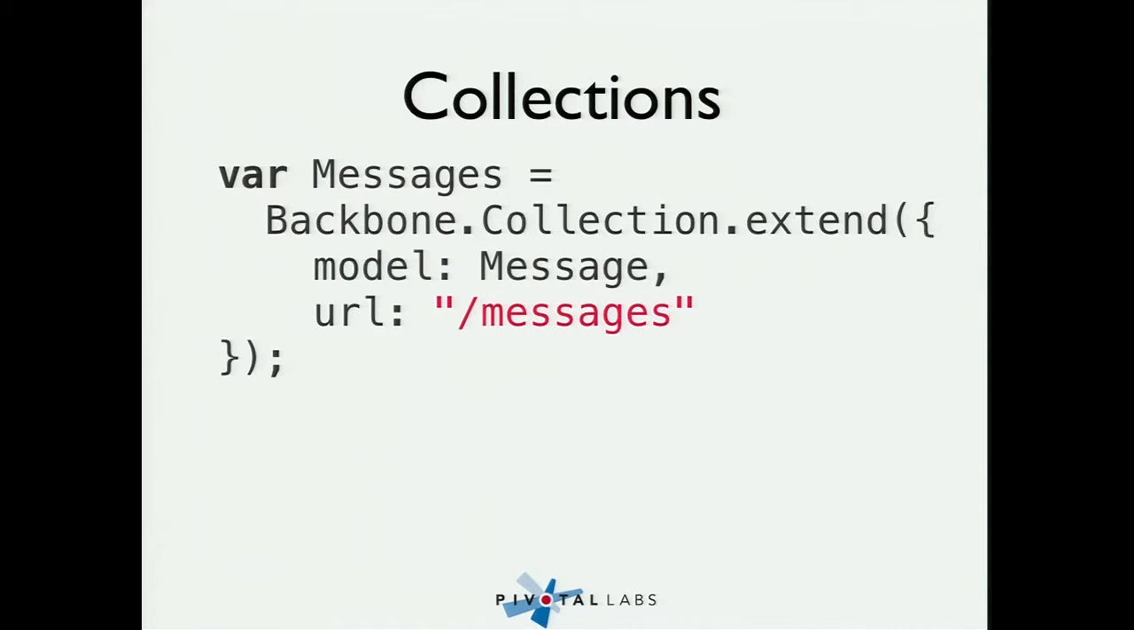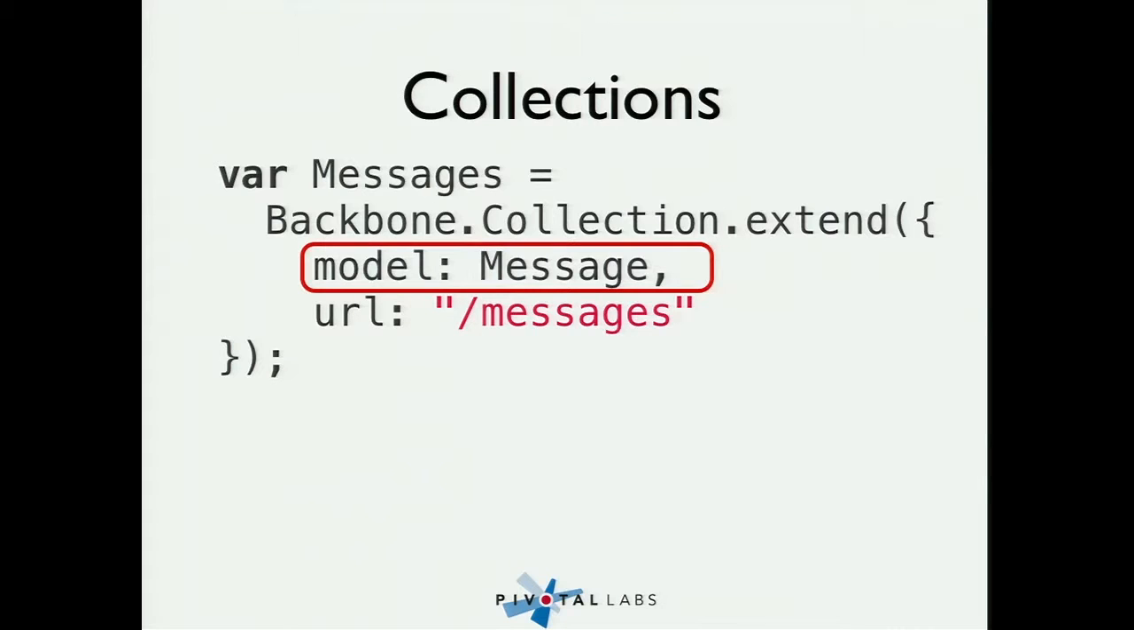But for what we're doing, an individual message really doesn't matter, right? We actually care about a collection of messages. And in Backbone, a collection is a separate thing. So let's make a messages collection, which, like the model, just extends Backbone.Collection. But in this case, we're passing in a few different things that are overriding the Backbone defaults.